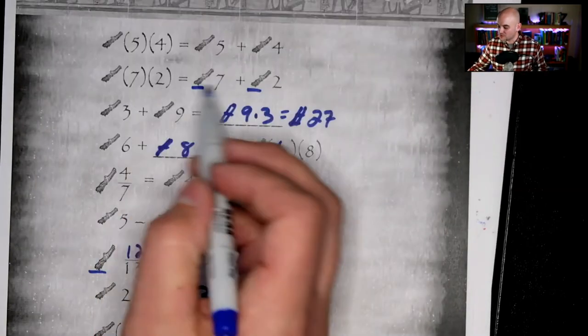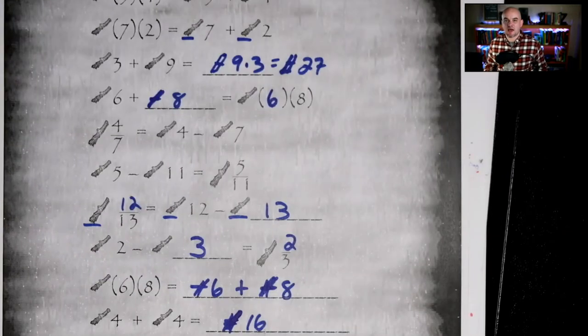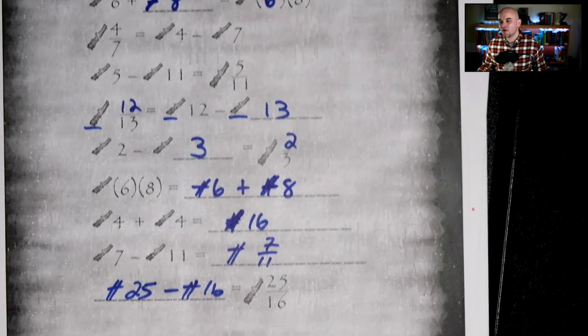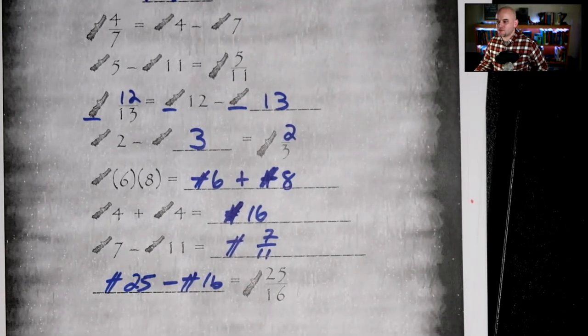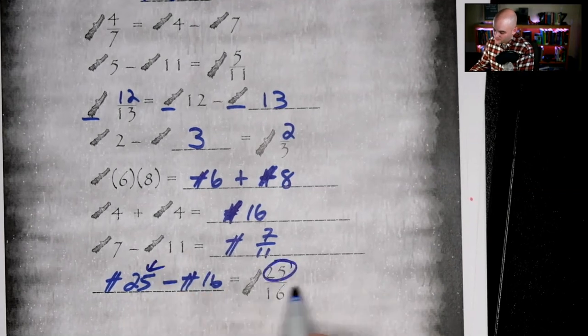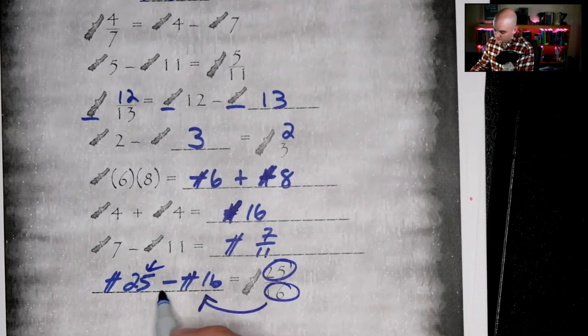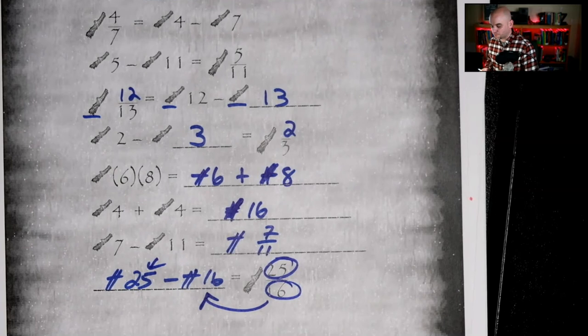For addition and multiplication, the order doesn't matter because that goes back to the commutative property, right? But remember, subtraction and division do not commute, so the order is important. Whatever's up top goes first, and whatever's on the bottom goes second with the subtraction sign in between. So that's the first sheet there.